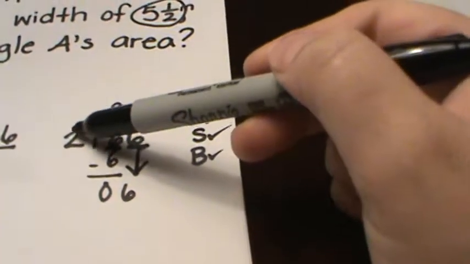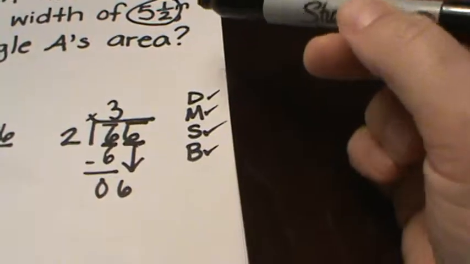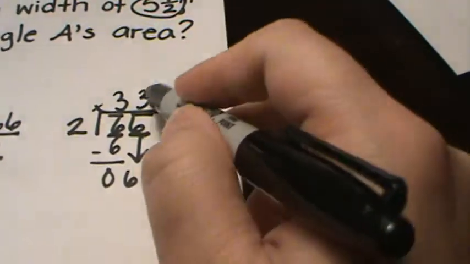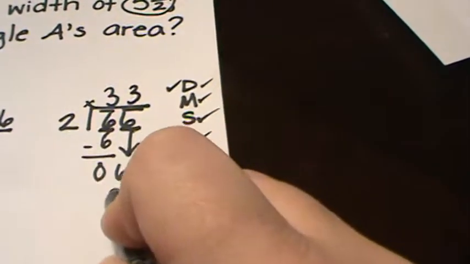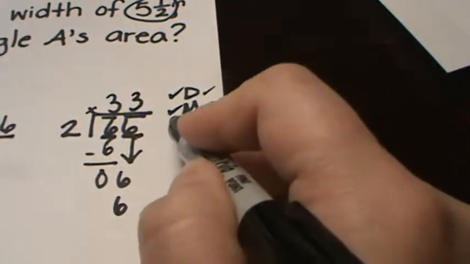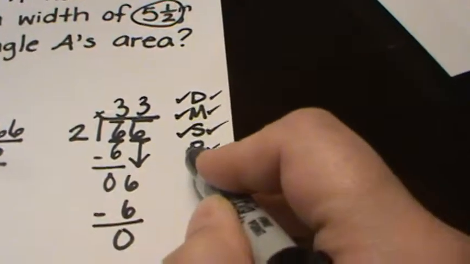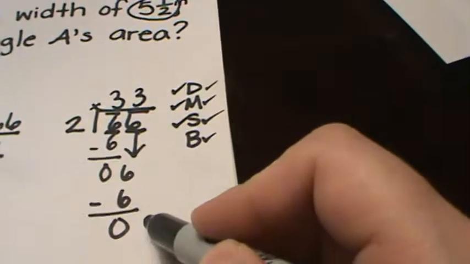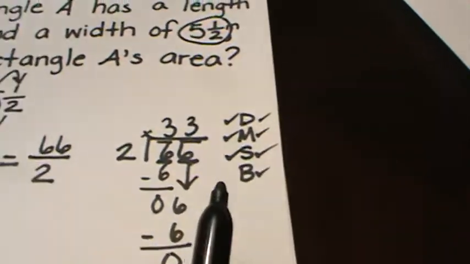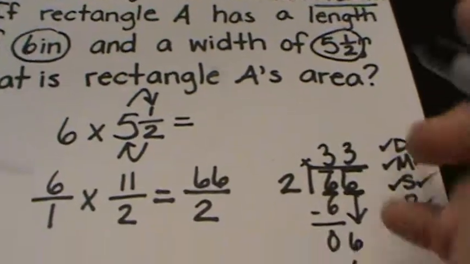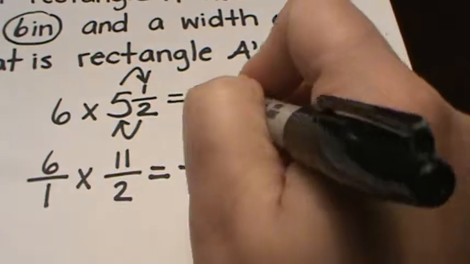How many times can 2 go into 6? Last time I checked, it was still 3. Multiply 3 times 2. Subtract. Bring down. I've got nothing to bring down. I've got no remainder. So we know that this equals 33.